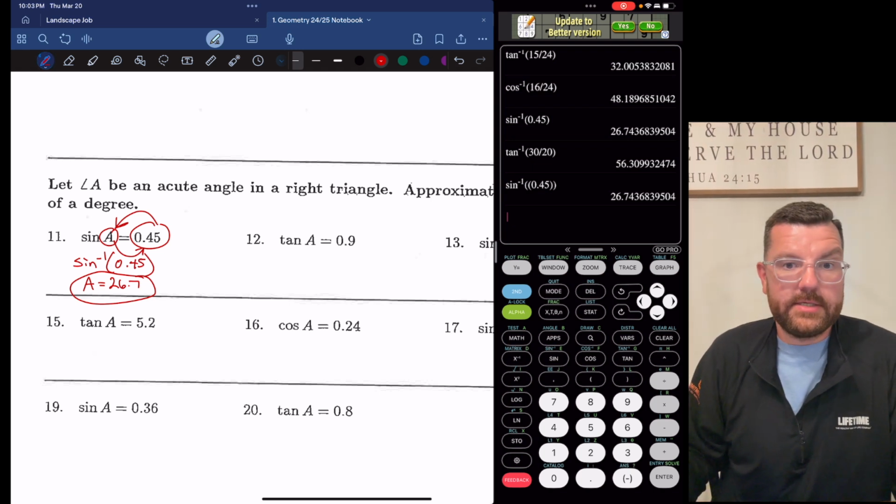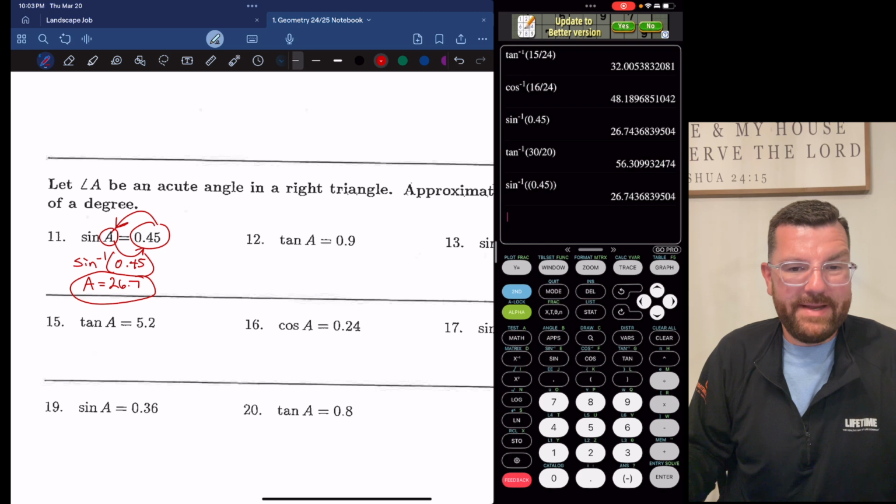Finish this worksheet. It is due Monday, 6th period. It's due at the end of class.